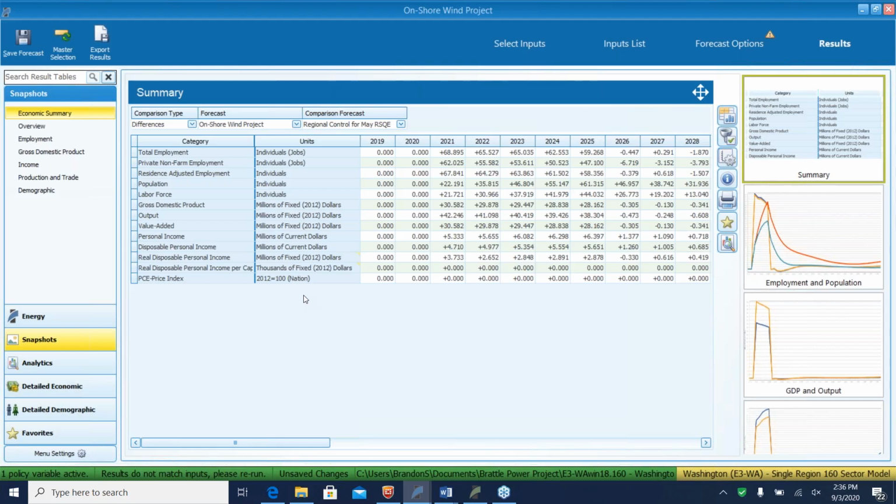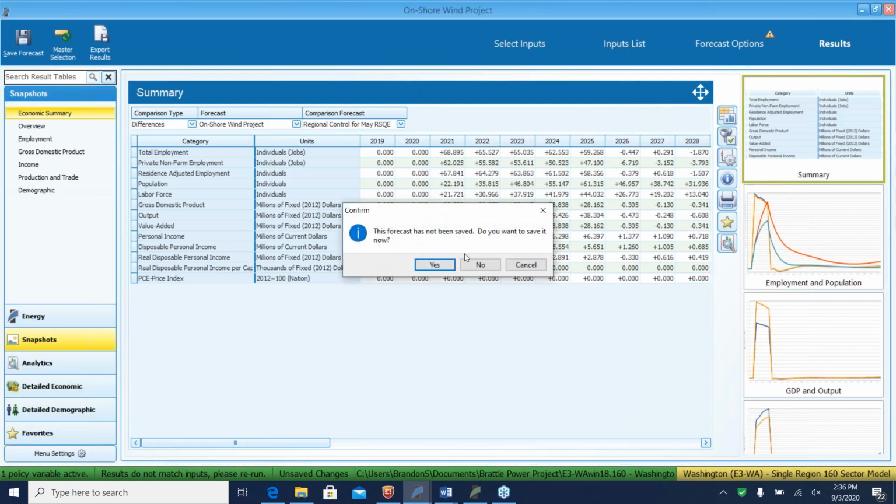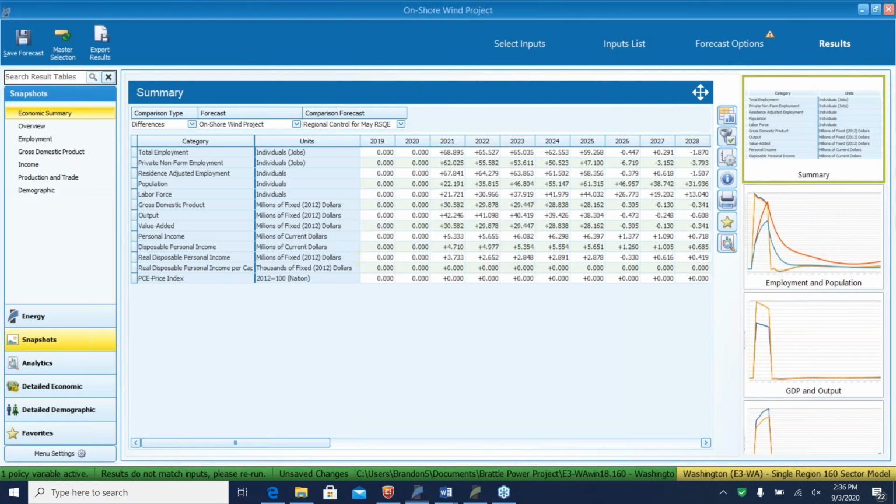Will Oregon and Idaho also benefit from the fact that energy prices are lower in Washington, or if they're higher, are businesses going to leave and go to other states? That's all. You can see that in this model. So that's the onshore wind project. Now I'll go into the carbon tax.